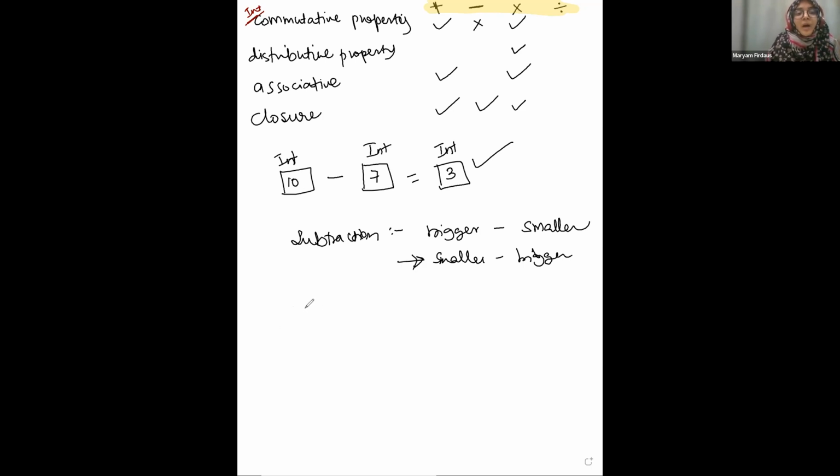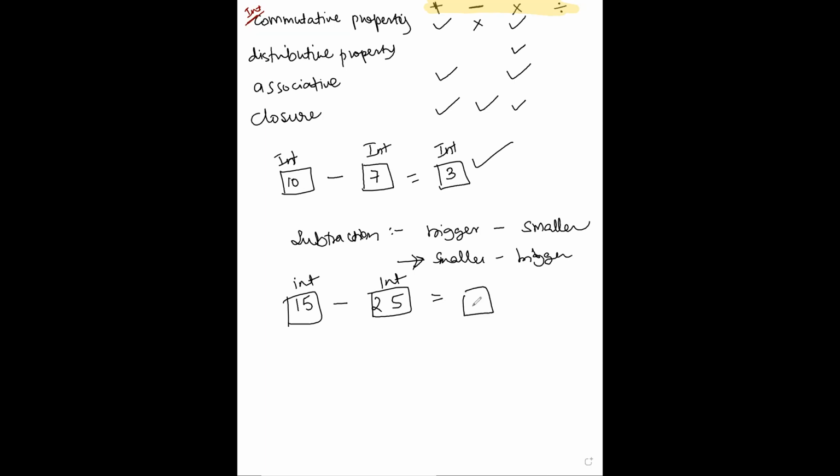Okay, 15 minus 25, what is that? This is an integer, 15 is an integer, 25 is an integer. What does that give you? Minus 10. Very good. So is that an integer? Yes or no? Yes. So again, that is an integer.